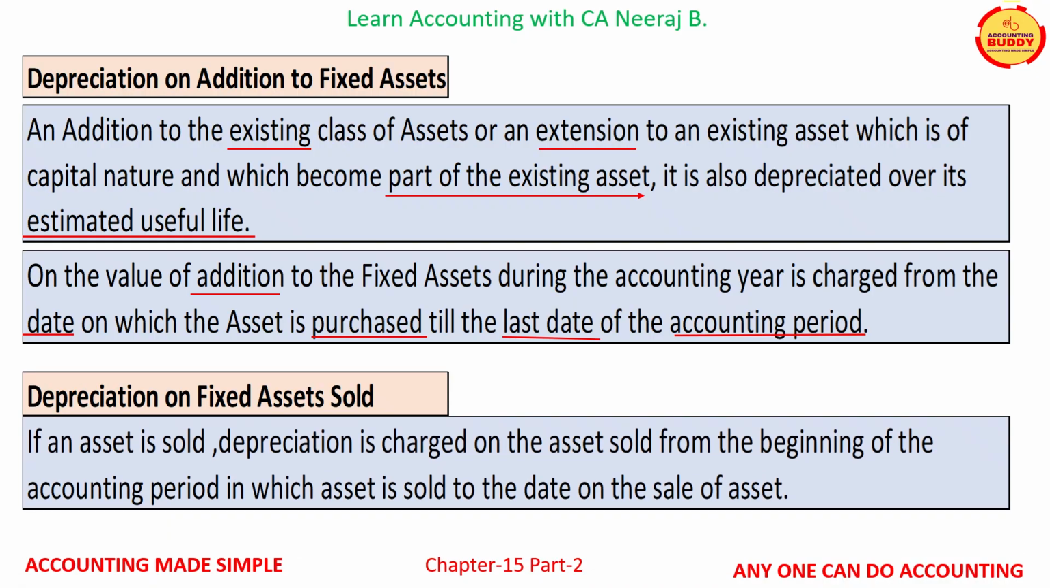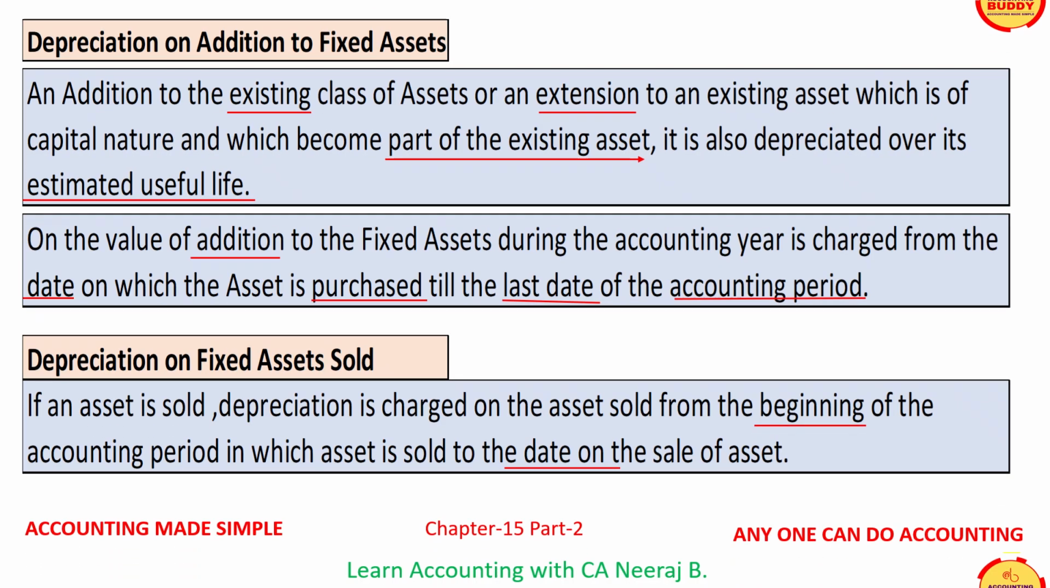If an asset is sold, depreciation is charged on the asset sold from the beginning of the accounting period in which the asset is sold till the date on which the asset is sold.